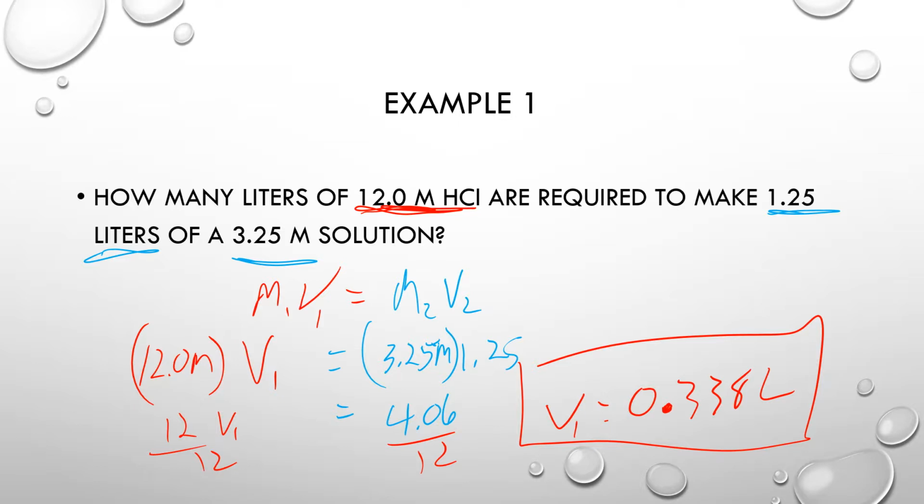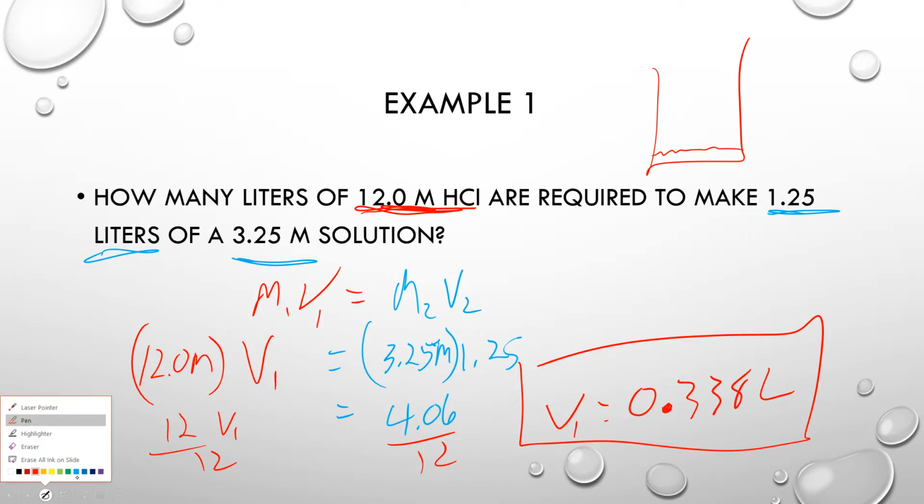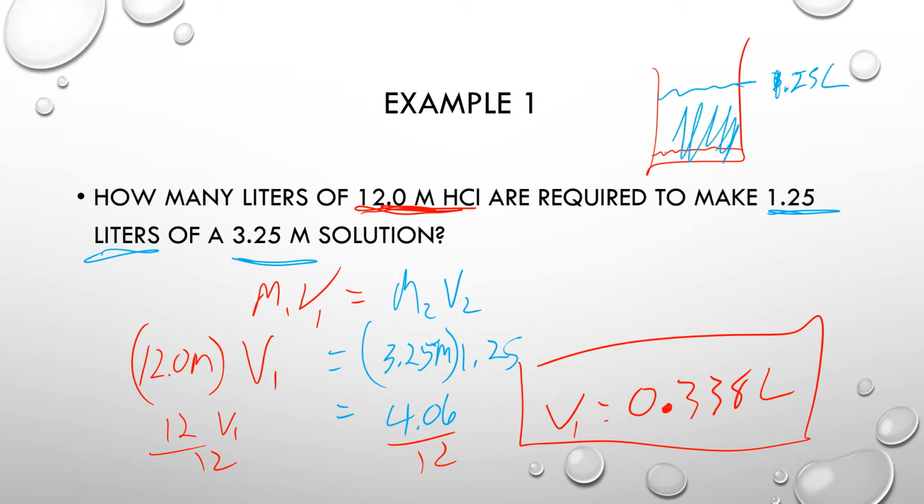So what we're going to do then is take just a little bit of that concentrated acid and then fill it up with a bunch of water to the 1.25 liter mark. And then that whole diluted solution will have the 3.25 molar concentration.